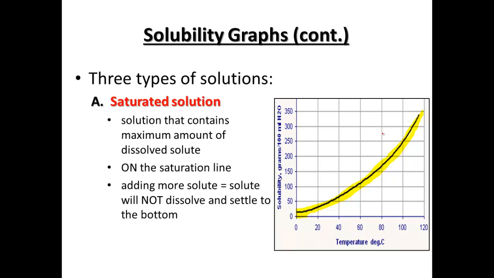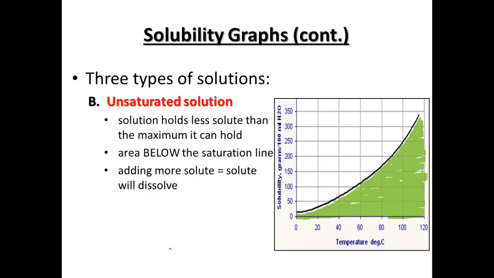Now let's look at these three types of solutions we can have. Type A is a solution that contains the maximum amount of solute that can dissolve. So for A, we're right on the line. Adding more solute to it will not dissolve, and it'll settle onto the bottom because we've already dissolved the maximum that we can have.